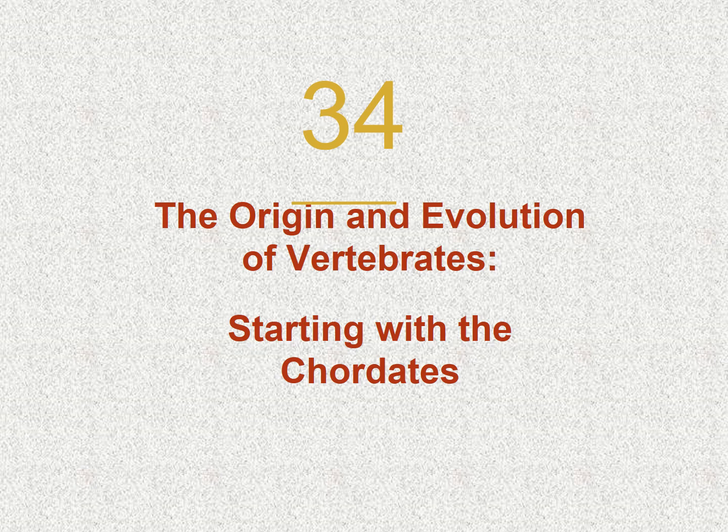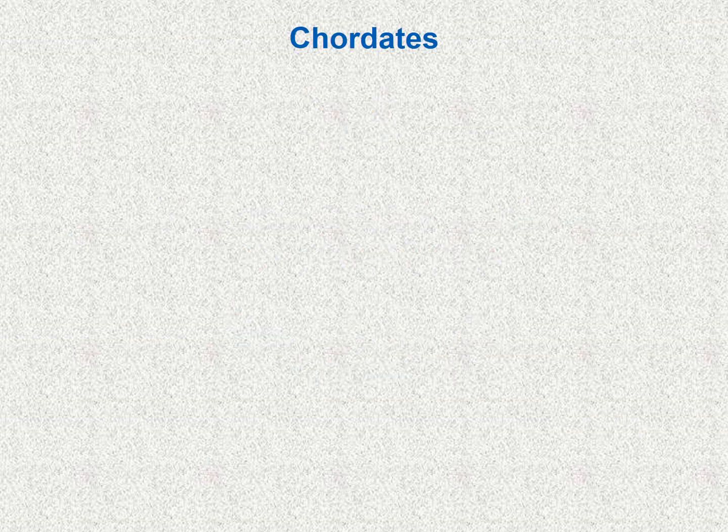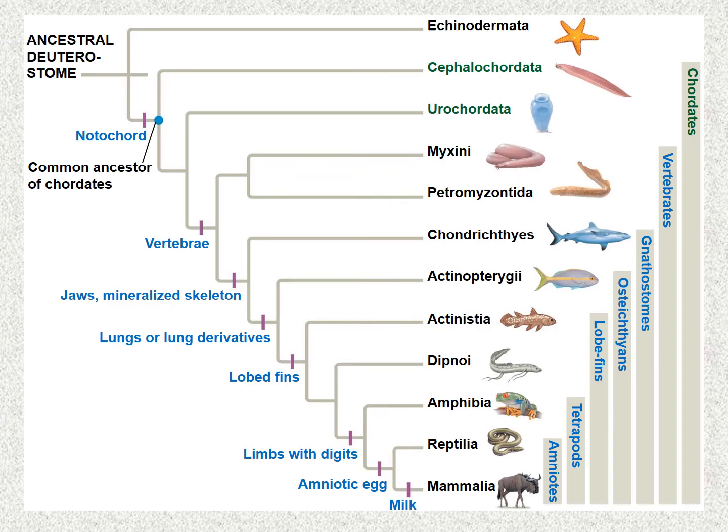Welcome to Chapter 34. We're going to be discussing in the next several segments the origin and evolution of vertebrates. However, we're going to start with chordates. So this segment is focused on chordates. It's important to note that chordates are not actually vertebrates. So the evolution of vertebrates began with the chordates.